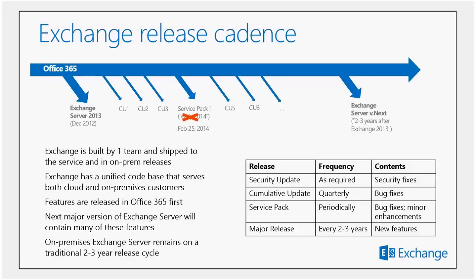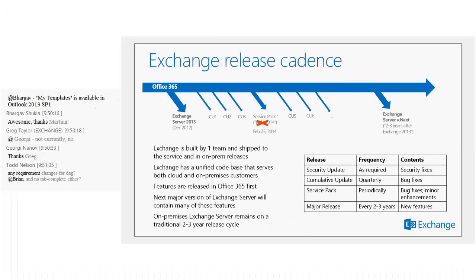And the way we deliver these, in between a CU or SP, we continue to deliver security updates. They're standalone and they're done as required. And cumulative updates are done on a quarterly basis. Now, comment on that. We target quarterly. It doesn't mean you can set your watch by that.